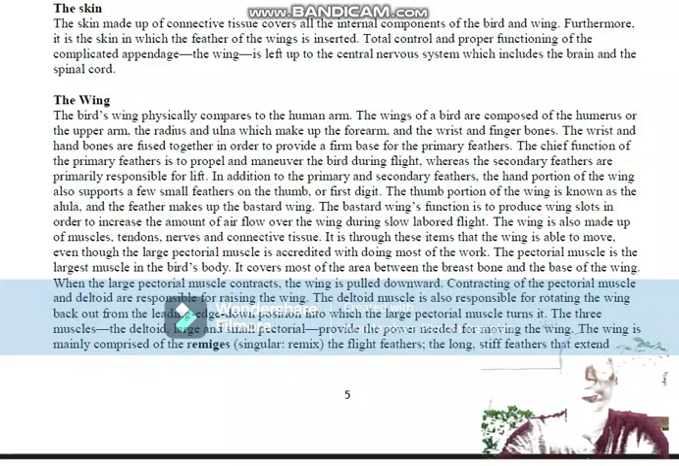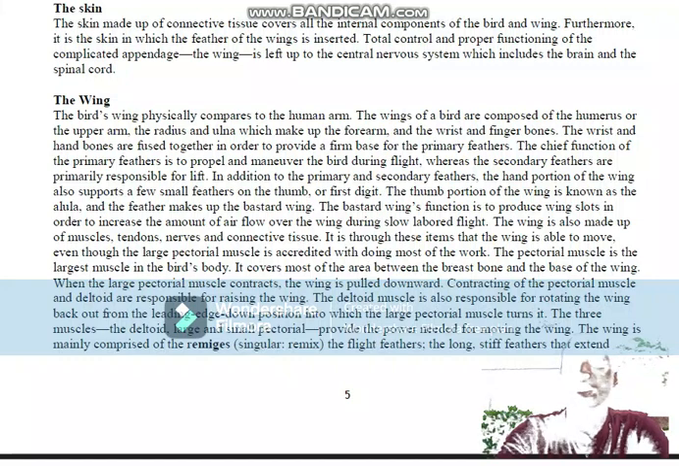The wrist and the hand bones are fused together in order to provide a firm base for the primary feathers, and their chief function is the propelling and maneuvering of the bird during flight. Now, secondary feathers are primarily responsible for the lift.